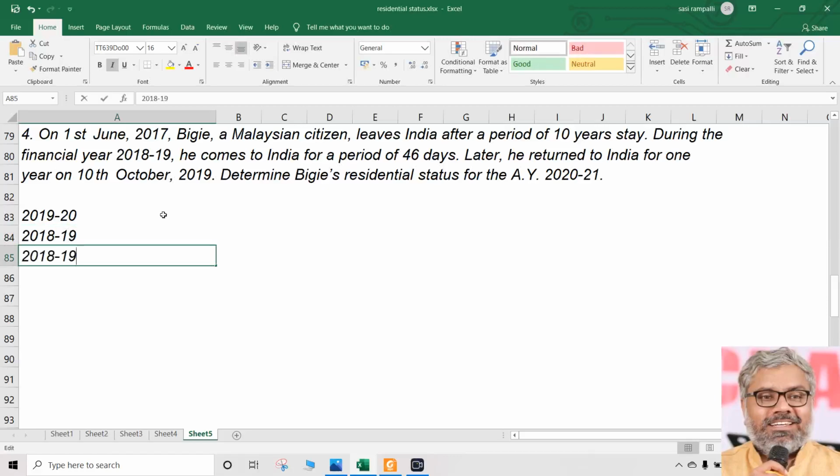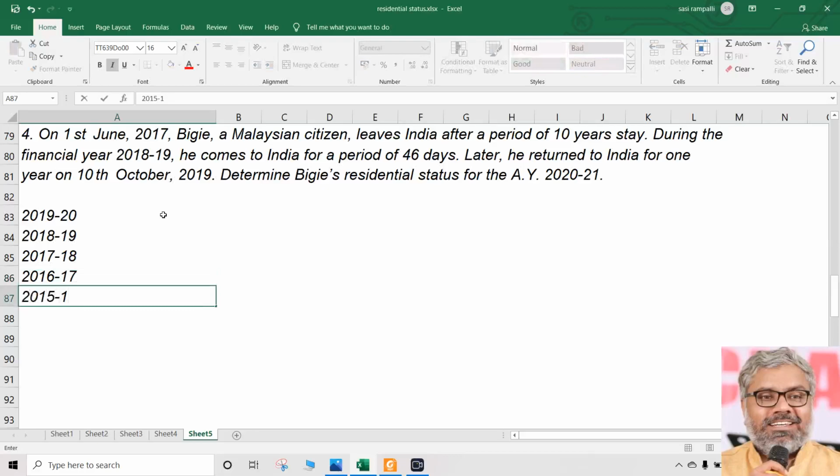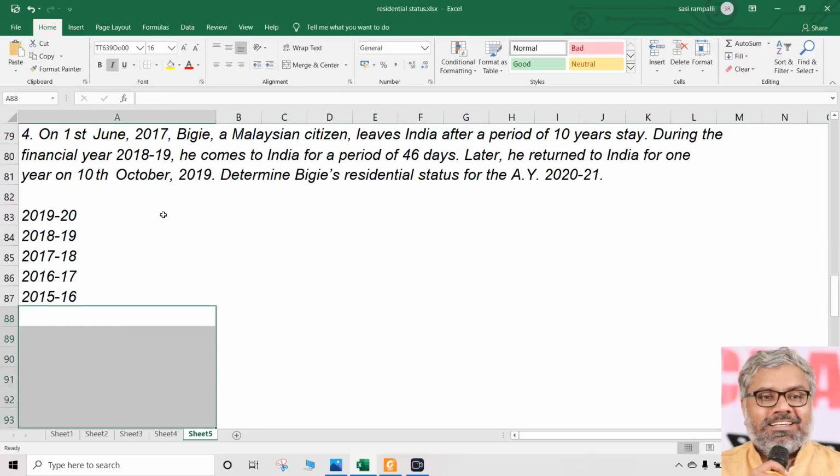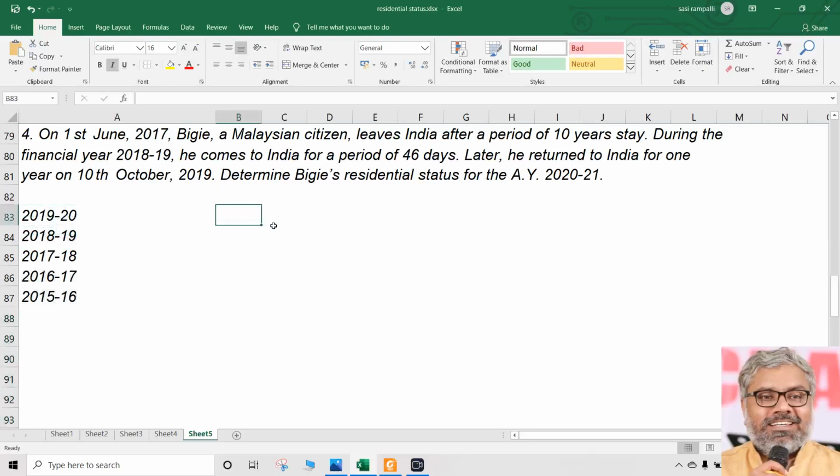Same way, 2017-18 is the year before that. 2016-17 is the year before that, 2015-16 is the year before that. Like this, there will be so many years which are all before that. There will be so many of them like that. But let us see the data what is available with us, to what extent it is available.